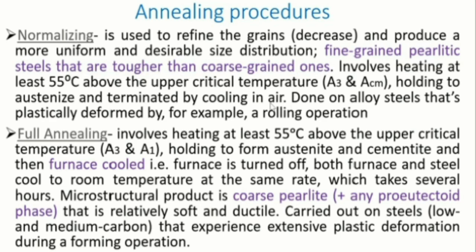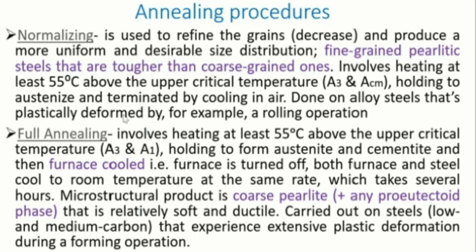Here it's done by heating at least 55 degrees above the upper critical temperature, holding to austenize, and then cooling in air. So this is done cooling in air, while full annealing involves heating 55 degrees above the upper critical temperature, A3 and A1. This is called the L shape, while normalizing here is like the V shape we are going to see. Holding to form austenite and cementite. But in this case, the cooling is done in a furnace.